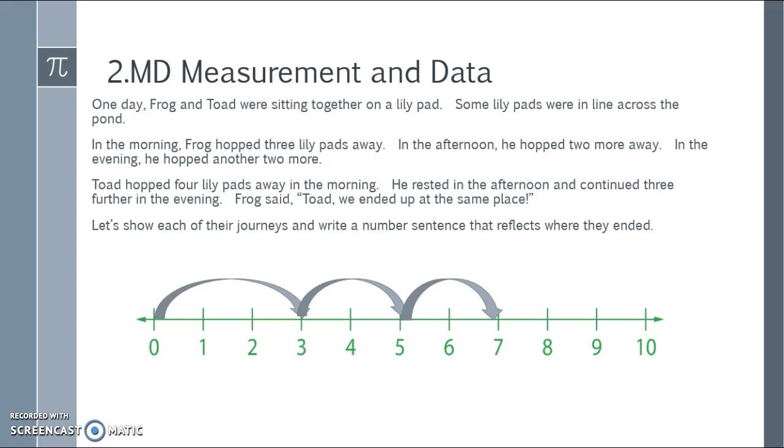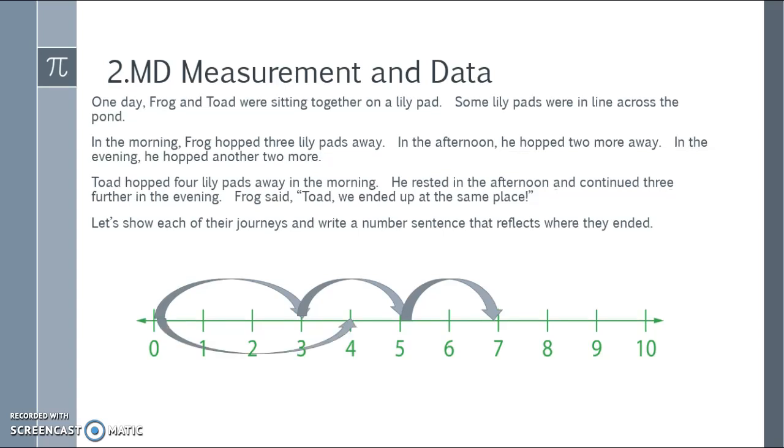Let's underneath show Toad's journey. So Toad jumped 4 in the morning. He rested in the afternoon and continued 3 more in the evening. So we see that their arrows or their jumps landed in the same place. When we follow Frog's journey, he did 3 jumps plus 2 jumps plus 2 jumps. And that is the same as, or equal to, 4 jumps plus 3 jumps.